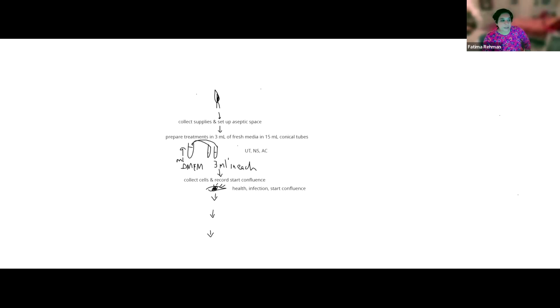Yeah, so the first thing we're going to do is remove the spent media and dispose of it in the waste beaker to disinfect. Got it. What after that? What do we do next?